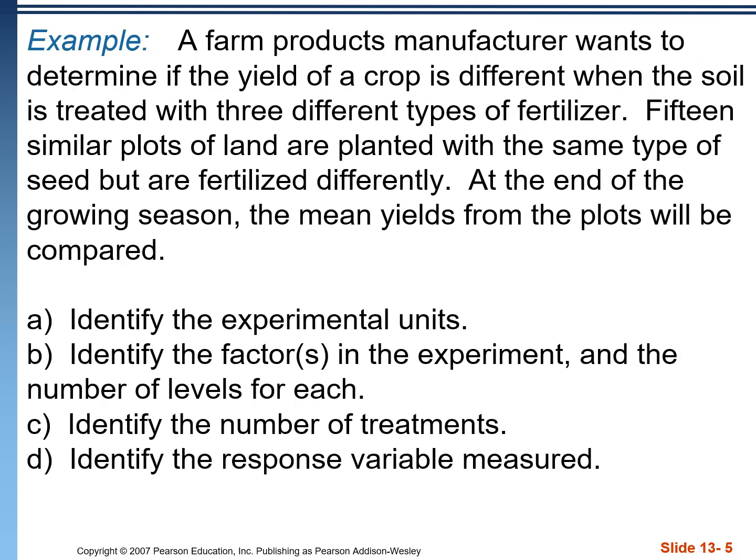Let's use this example to make sure we're clear on all the terminology that we just went over. Here we have a farm products manufacturer who wants to determine if the yield of a crop is different when the soil is treated with 3 different types of fertilizer. We have 15 similar plots of land that are planted with the same type of seed but are fertilized differently. At the end of the growing season, the mean yields from the plots will be compared.